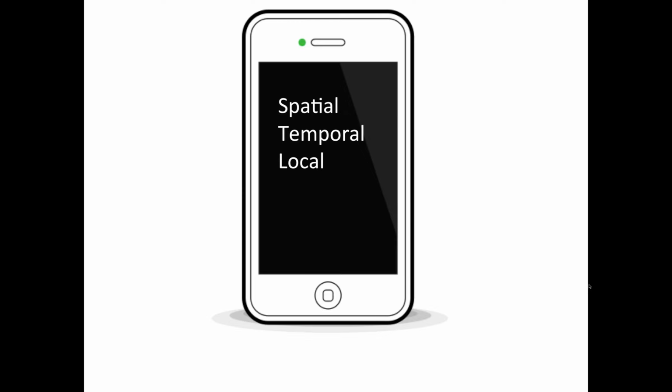So we want to look at information and mobile as spatial, temporal, and local. Spatial meaning where are they when they're doing it? It's temporary, it's now, and what they're finding through Google is that most searches on mobile are actually local. So I need a new pair of shoes. People are going to start searching for where's the closest shoe store, or hey, I want to go for pizza, where's the closest pizzeria?